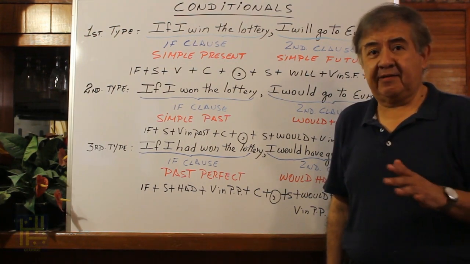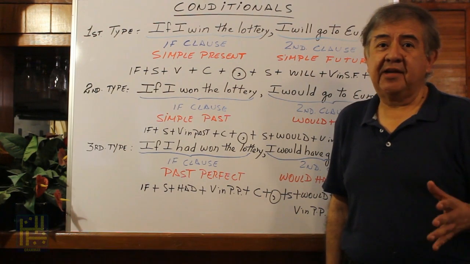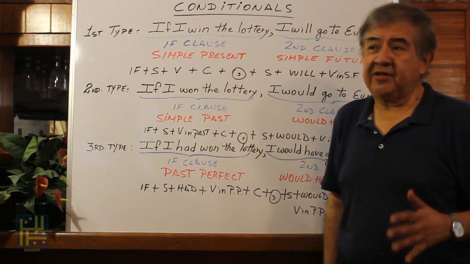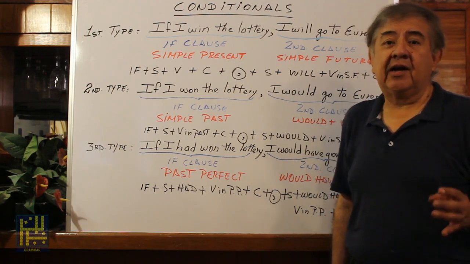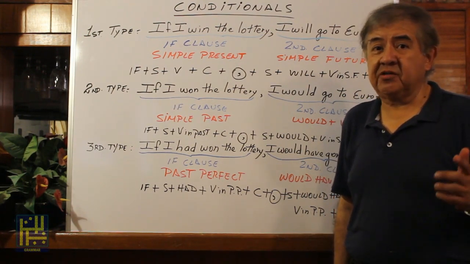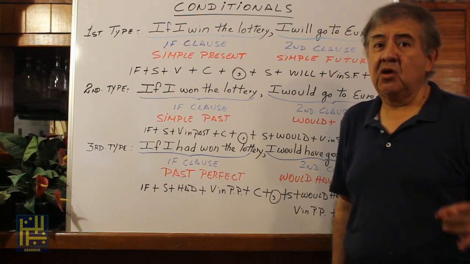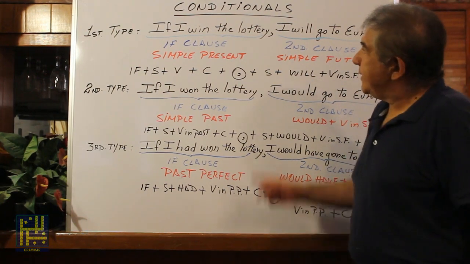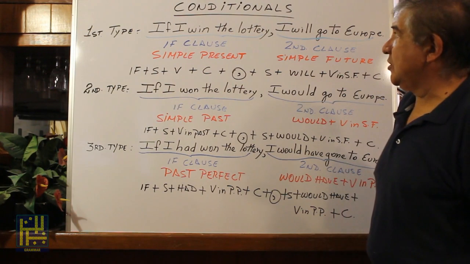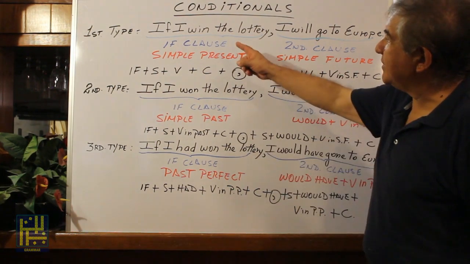I'm going to divide the sessions into different parts because in this moment we're going to check the first, second, and third conditional. However, there is another one which is called the zero conditional. We're going to start with the first, second, and third conditionals first. In the first type of conditional, I wrote an example here.